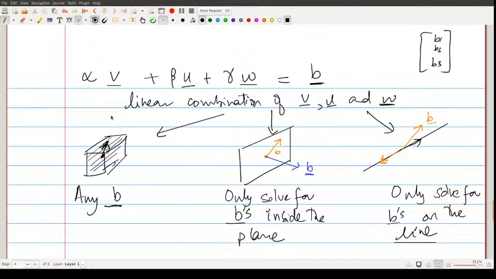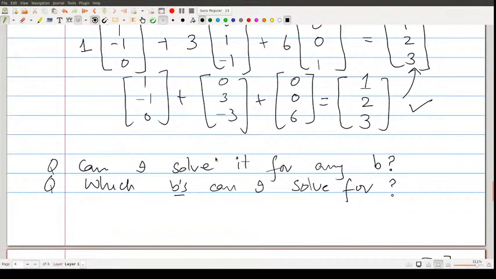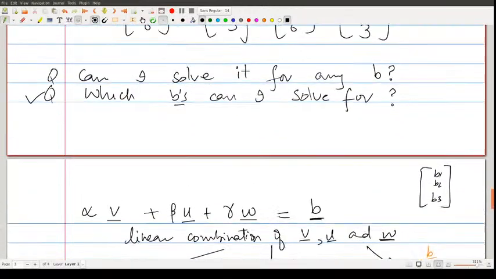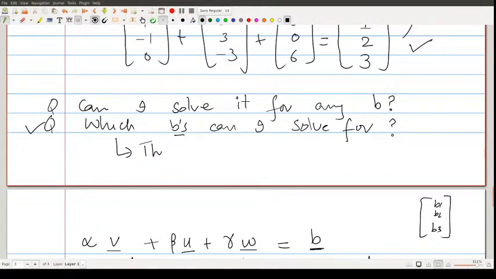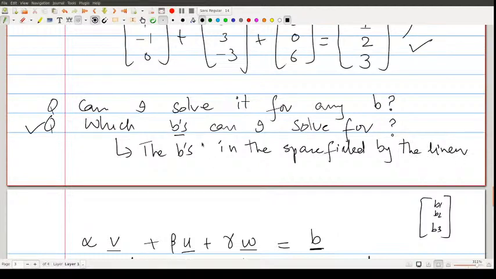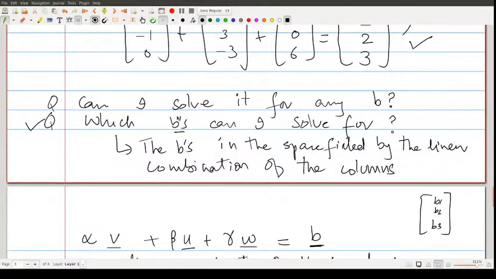And so I will know immediately the answer to the question that I asked: can I solve it for any B? This question I've already answered. Which Bs can I solve for? Well, the Bs should be in the space filled by the linear combination of the columns.